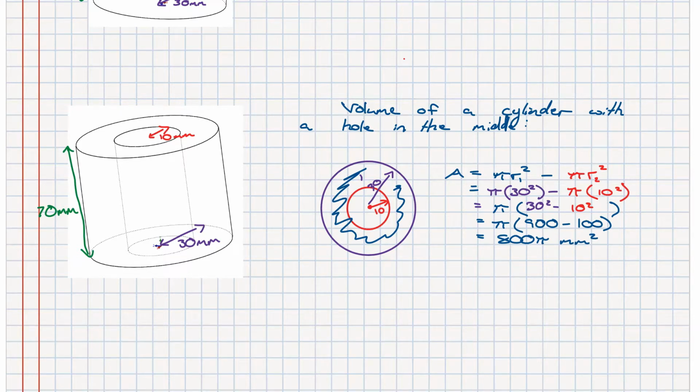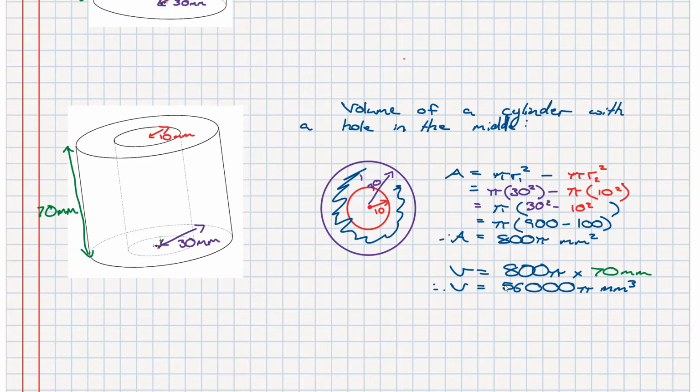Now remember, we're not going for area, we're going for volume. So to do the volume calculation, all we need to do is simply get this 800 pi and then multiply it by the height. So in this case it's 70 millimeters. So what we indeed find is that the volume of this particular shape is, 8 sevens are 56, so it will be 56,000 pi millimeters cubed. So this would be our volume here.